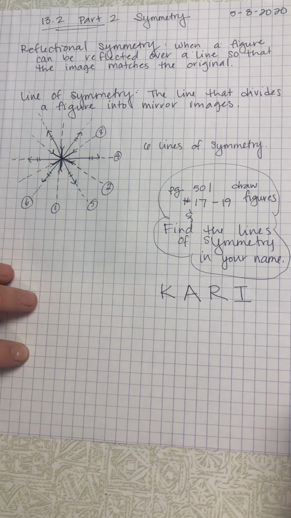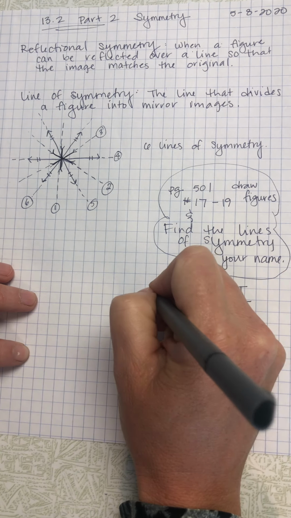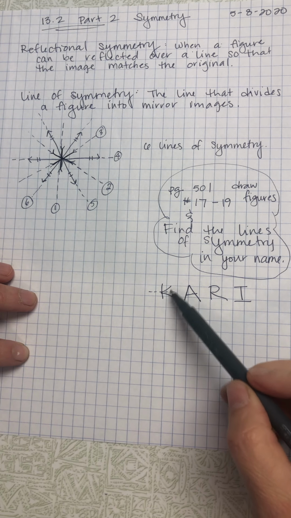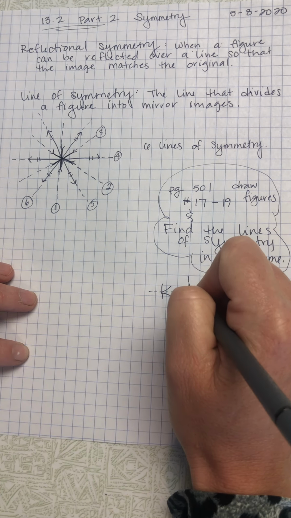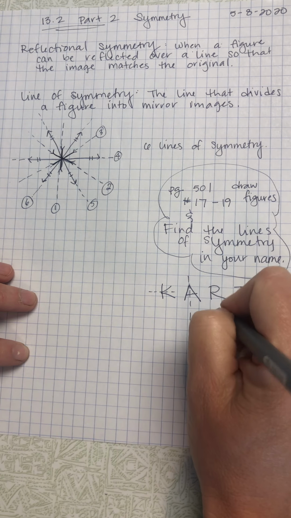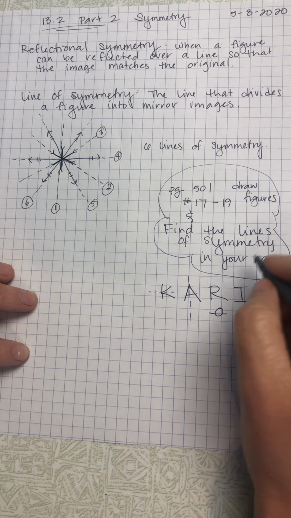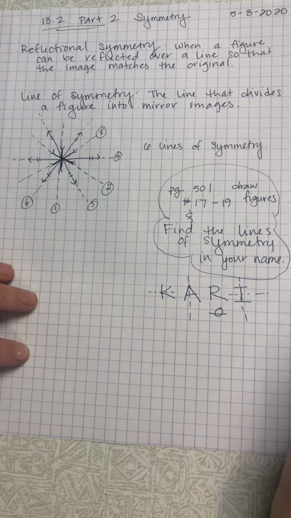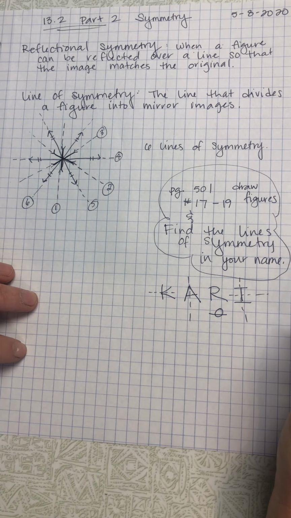So my name is Carrie. If I was going to try and do as best I could, K could probably bend here. A can bend in half. R has no lines of symmetry. And I has a few, right? I could go this way. I could go this way. 2 lines of symmetry. All right.